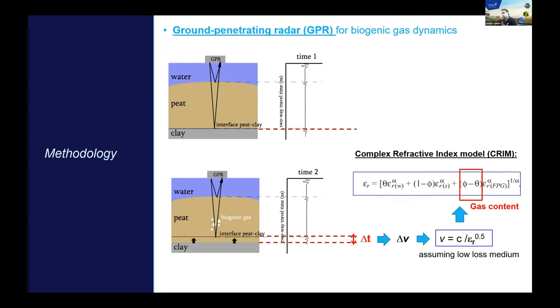Now, if we have a saturated soil, you might have changes in that peat material, mainly forming gas, right? So if you have this material fully saturated, really anything changing in that soil is going to be gas forming and gas moving, right?